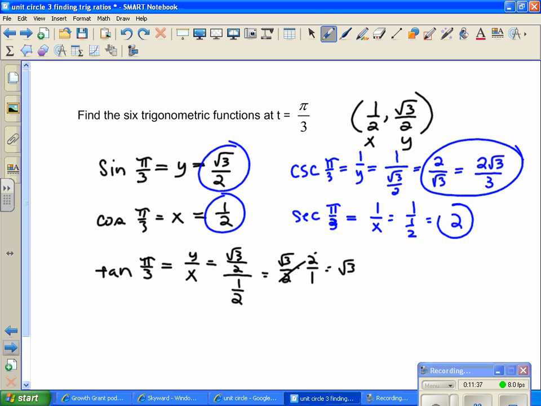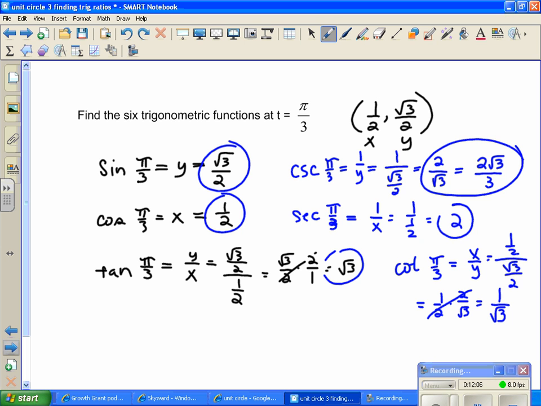And then the last one, we want the cotangent of pi thirds. Now, if you know what the tangent of pi thirds is, you can just take the reciprocal of that. If you don't know what the cotangent or what the tangent is, you can then remember that cotangent is x over y. Go back to that ordered pair. We have 1/2 over the square root of 3 over 2, which equals 1/2 times 2 over the square root of 3, or 1 over the square root of 3. Okay, if you rationalize that ratio, you'd get the square root of 3 over 3.